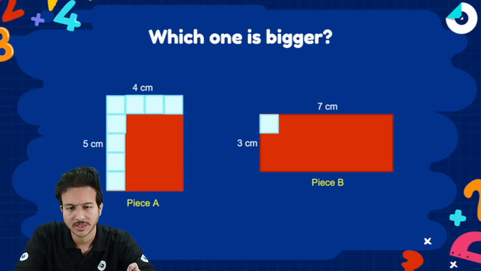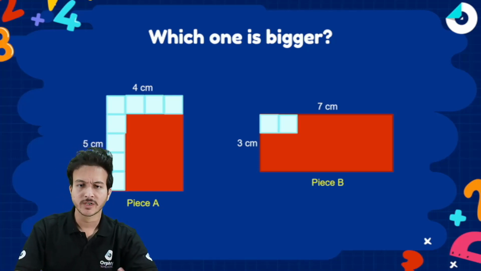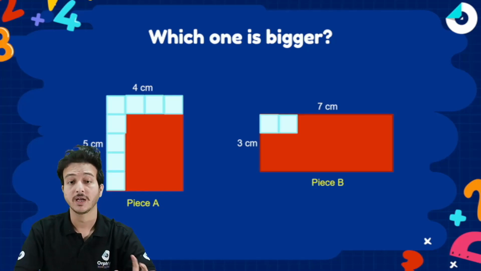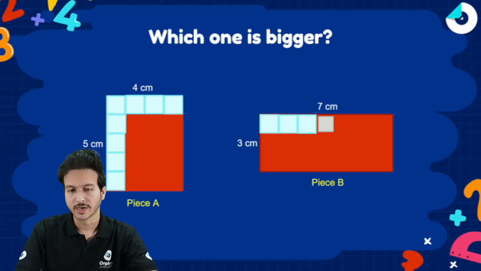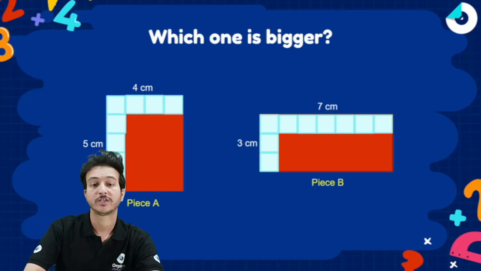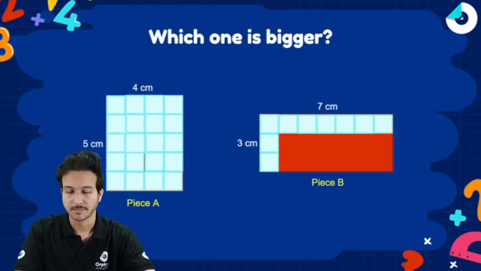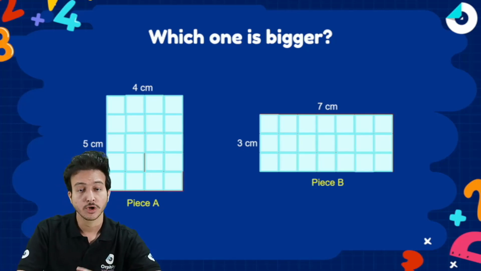Similarly, we will do the same for piece B. We will do the same for piece B, that we will try to cover the whole area. We will try to cover the entire area. So again I am putting my squares along the row and along the column. I have put them for both of these. Now we will try to cover the entire piece putting the squares like this.